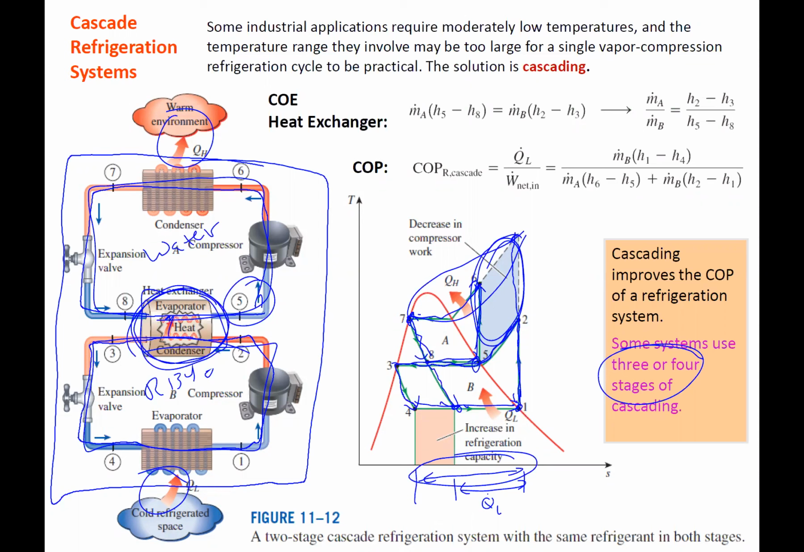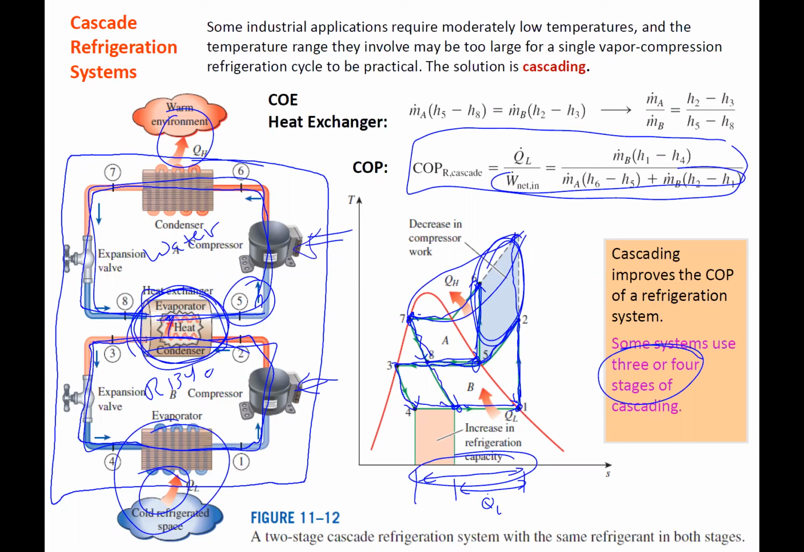So in your coefficient of performance, you have your Q dot L still down here. You just have work net in. There are 2 compressors, so you have work here and work here. And then you have to be careful of the mass flow rates. There are different mass flow rates on the top and the bottom, and you relate them with the heat exchanger, because the heat exchanger has no external heat and no external work, so it's only mass flow rate and enthalpies crossing that boundary.